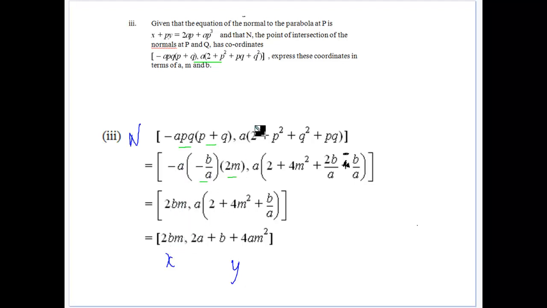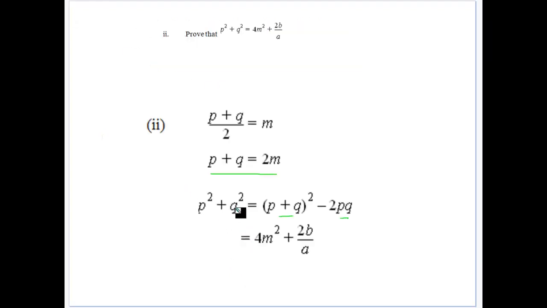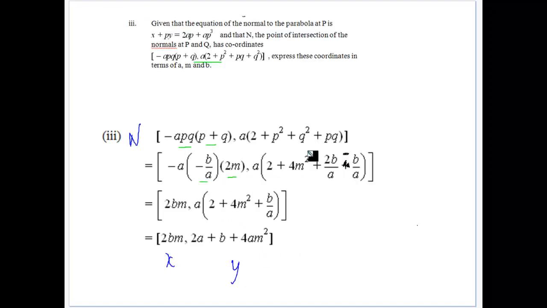So that's simplified. Now we've got a outside of 2 plus p squared plus q squared plus pq. Now we just showed that p squared plus q squared is 4m squared plus 2b on a. So that's where we get 2, 4m squared plus 2b on a.